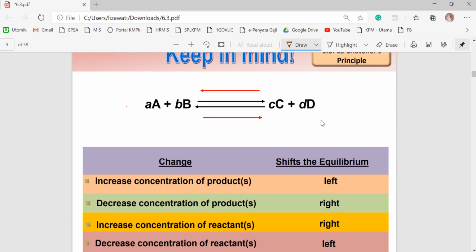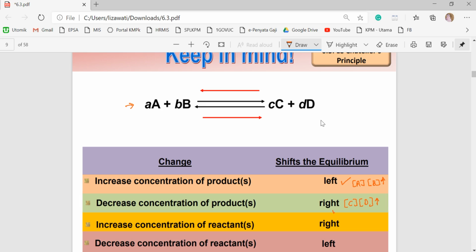let's say I have this general equation. If we increase the concentration of products, either concentration C or concentration D, the equilibrium will shift to the left in order to produce more A and more B. As for a decrease in the concentration of the products, either C or D, the equilibrium will shift to the right in order to form more of the products.